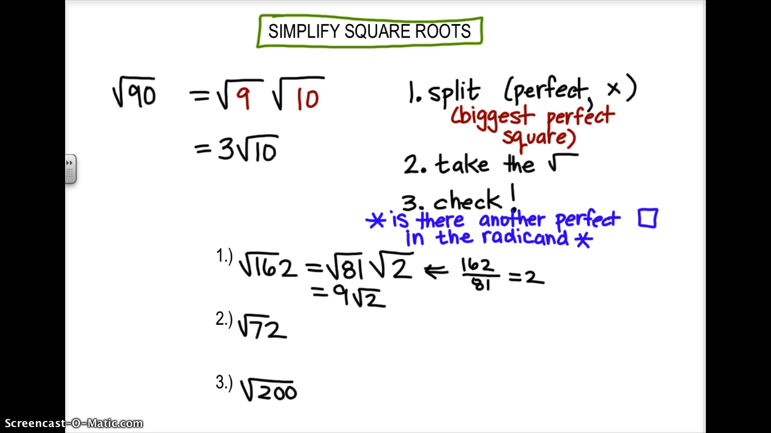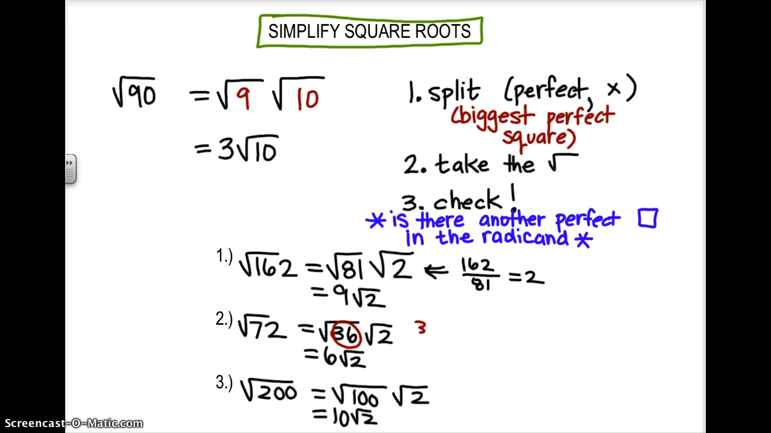Push pause and give them a try. Okay, check your work. How'd you do? Did you get 6 square root of 2? 36 goes into 72. That gives us 2. 36 and 2 fill our radical houses, essentially.